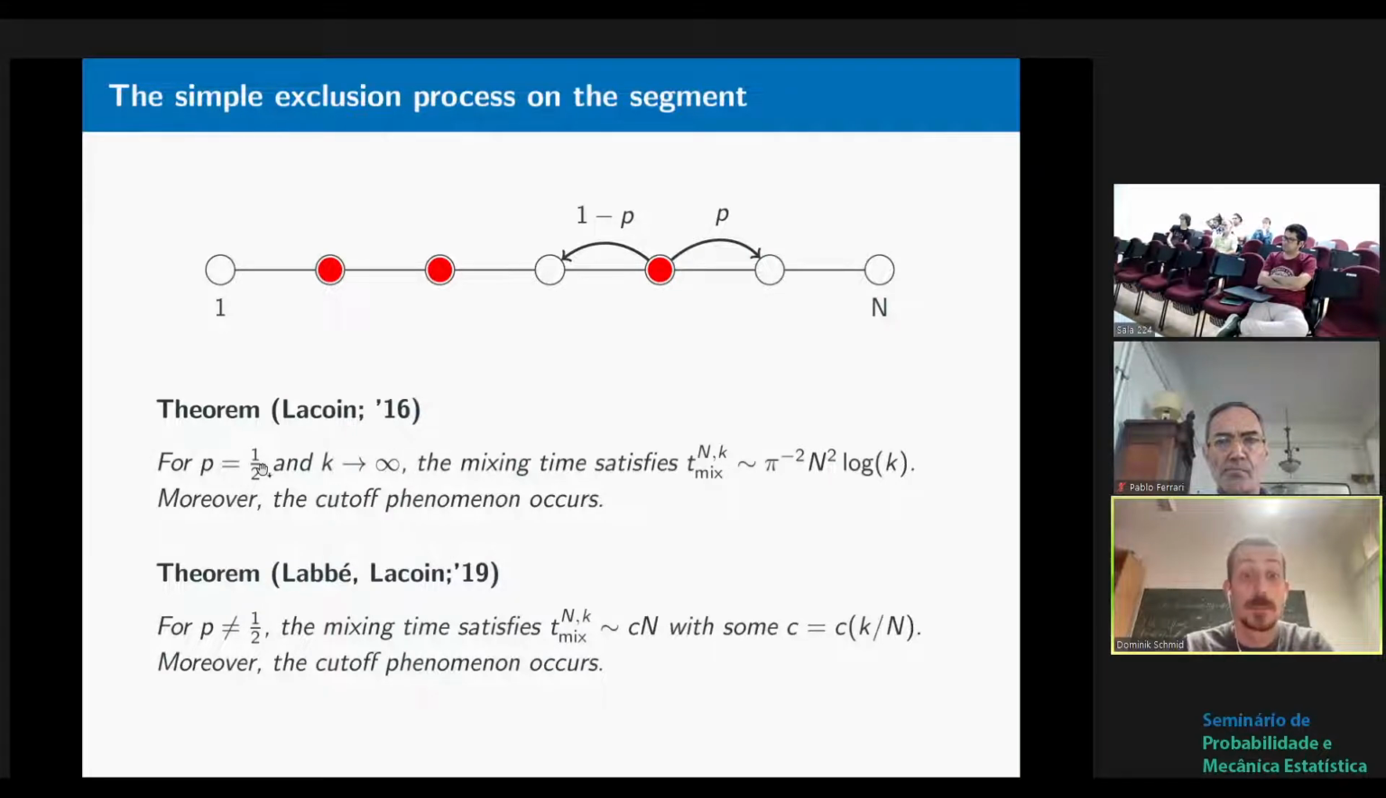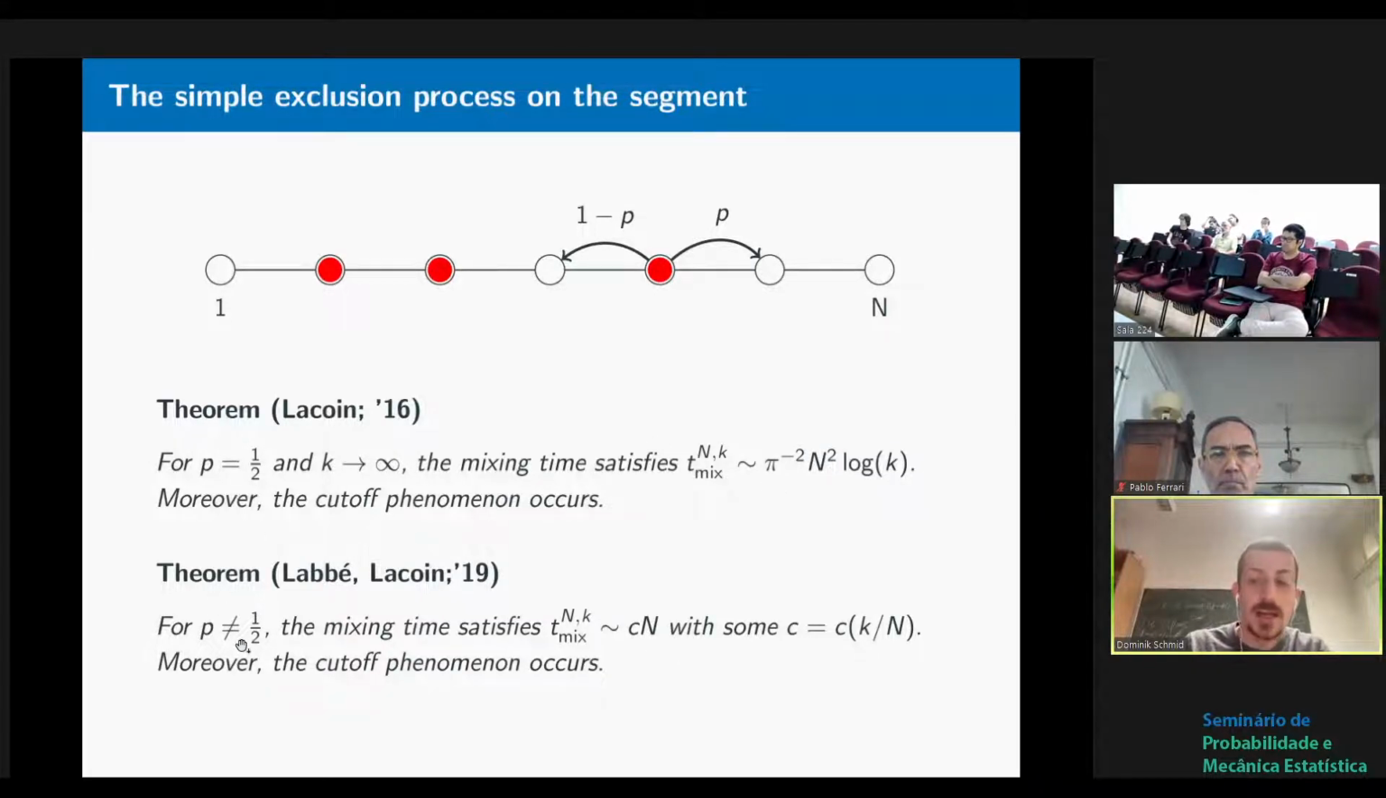There's a result that in the case where p is equal to a half, when k goes to infinity, again assuming that k is between 1 and n over 2, then the mixing time is again of order n squared log k, this time with 1 over pi squared as the constant in front, and we see that cutoff occurs.